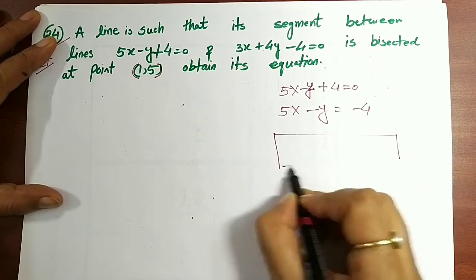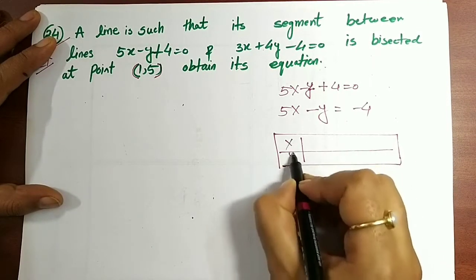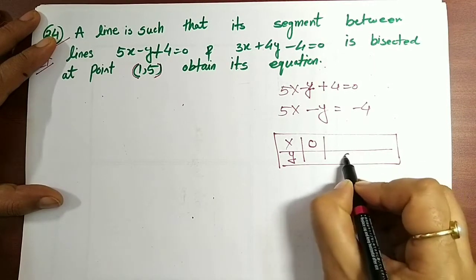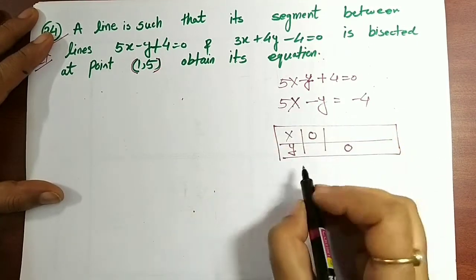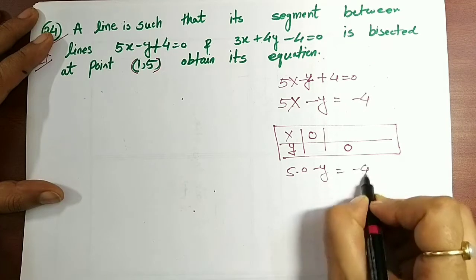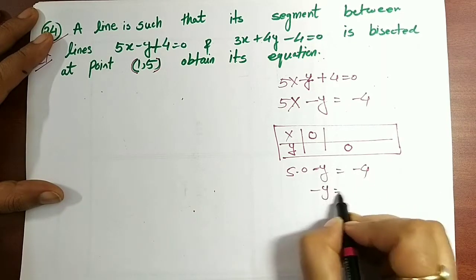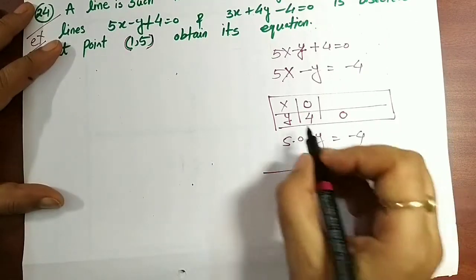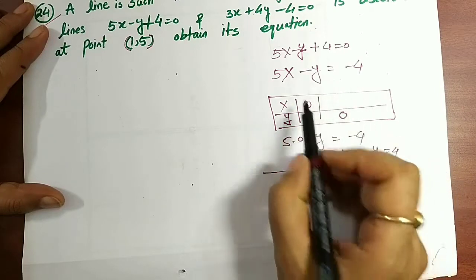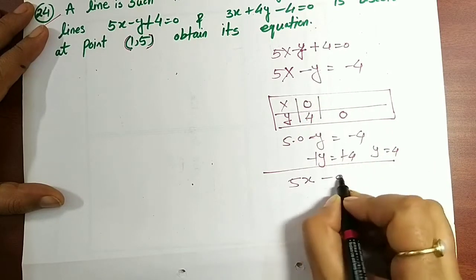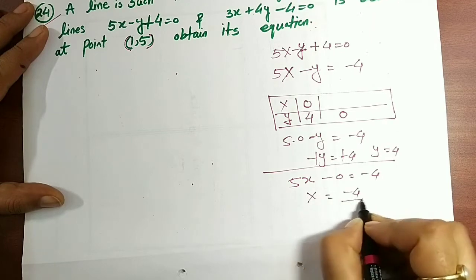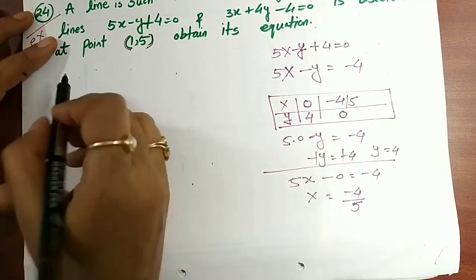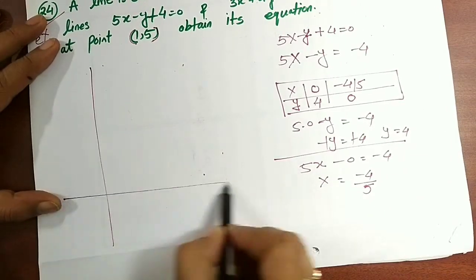Now to plot, we always make a small table, x and y, guys, and we take first x as 0 and then y as 0. If I take x as 0, you put 5 into 0 minus y is minus 4, correct? So minus y is minus 4, so y is 4. Now in the same equation, I will put y equal to 0. So 5x minus 0 is minus 4, so x is minus 4 by 5. So I got an idea where my line is, guys.